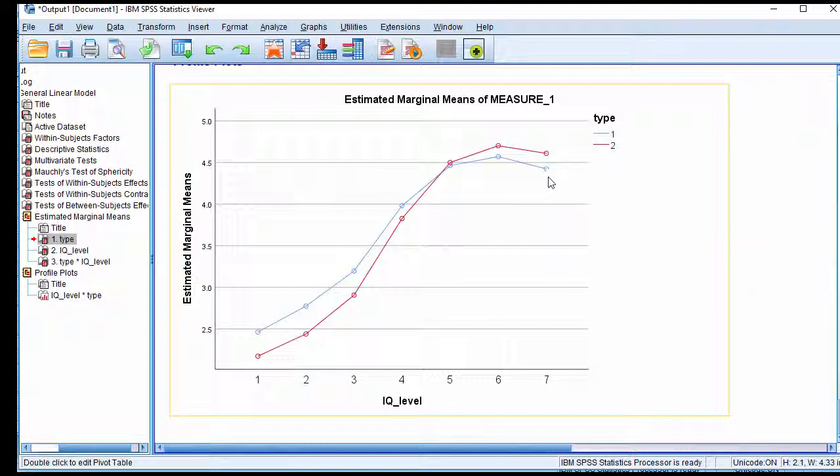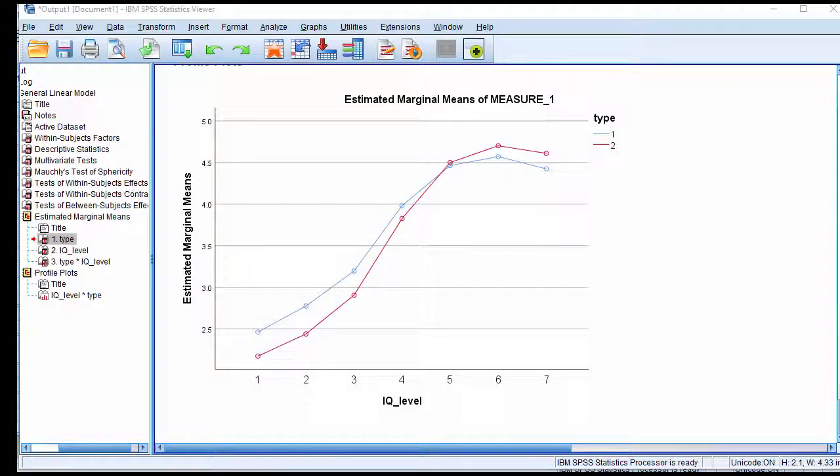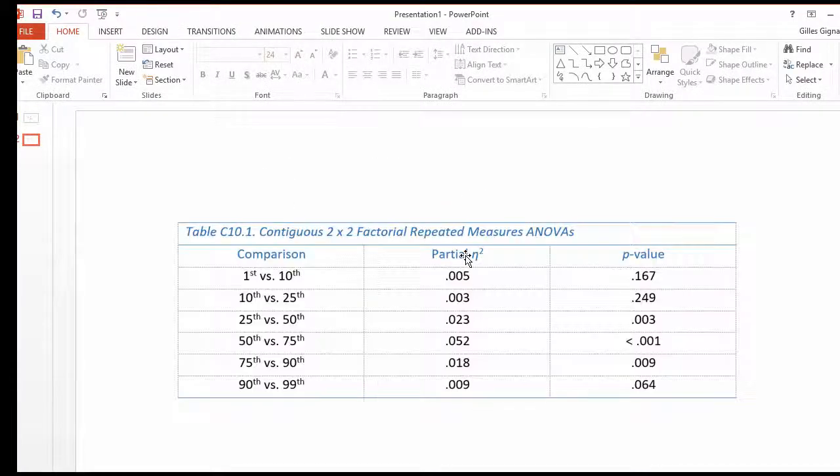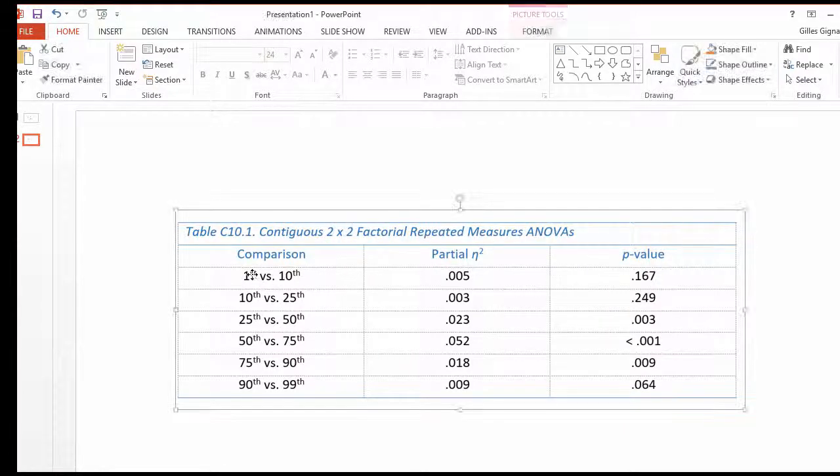Now, what I suggested in the textbook, in order to decompose the significant interaction, is that you have to do a series of smaller 2x2 factorial repeated measures ANOVAs. And I did that, and I obtained the following results. So this is me doing a series of 2x2 factorial repeated measures ANOVAs, comparing just the first percentile of IQ and the 10th percentile, and I got a non-significant interaction result, p equal 0.167.